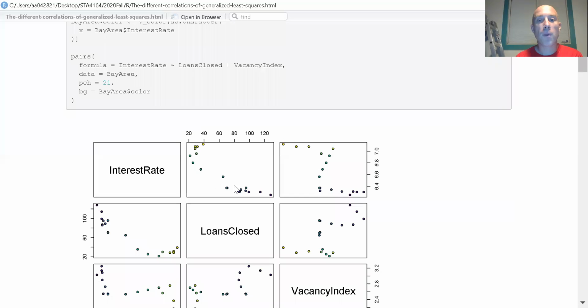It looks like there's something going on between interest rate and loans closed. Here, with the vacancy index, I see kind of a Z pattern. Here, I look at loans closed and vacancy index, and I can see there's a trail going on. Since I colored the points by the target variable, I know that the lighter colored ones correspond to a greater interest rate. As I go along this trail, we get lower interest rates. That's nice about coloring the points: I can see that there's something going on with all 3 variables simultaneously because of this one plot.